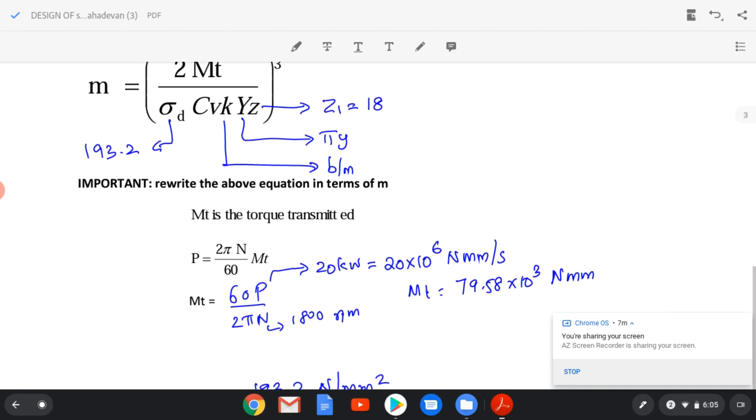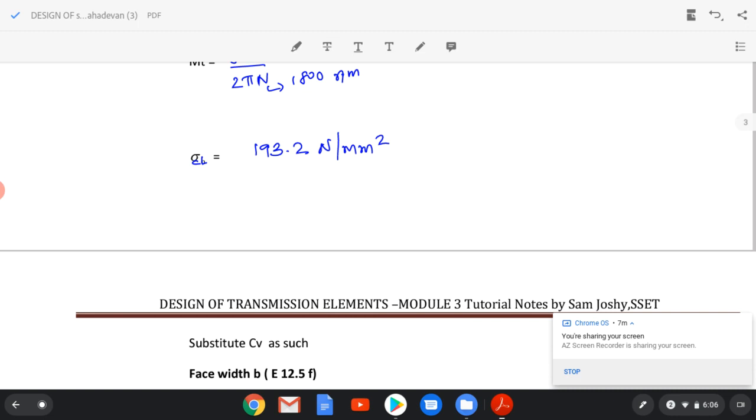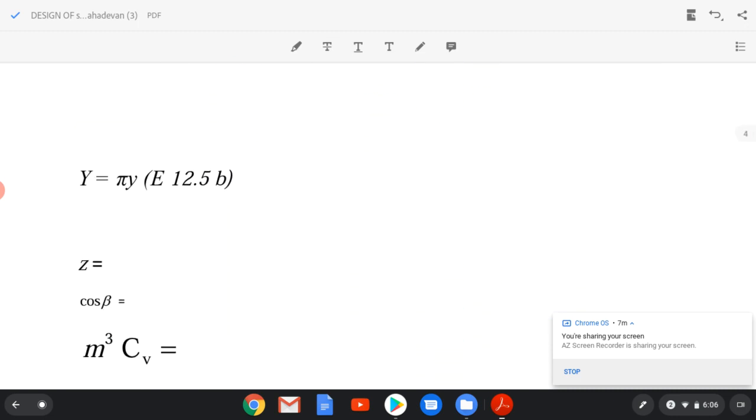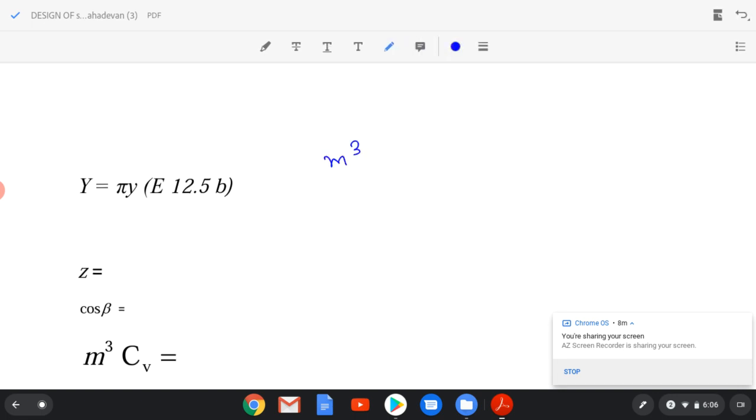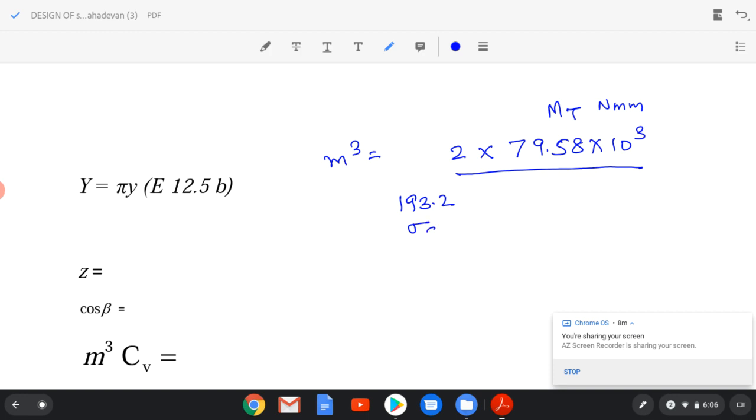Then z1 equal to 18, pi y equal to pi y1, y1 equal to 0.103. We can substitute all these values. We will get m cube Cv equal to 2 into Mt equal to 79.58 into 10 power 3, that is the torque Mt in Newton millimeter, divided by sigma d 193.2. Substitute Cv as such, then k equal to 11, capital Y equal to pi y 0.103, into z1 equal to 18. After substituting all these values, we will get m cube Cv equal to 12.81.